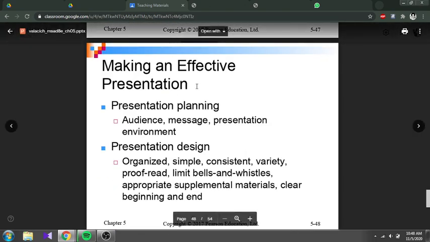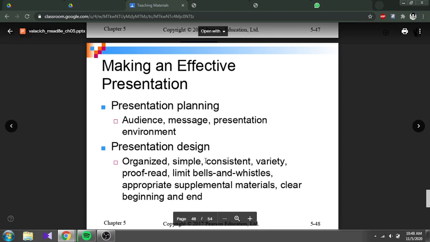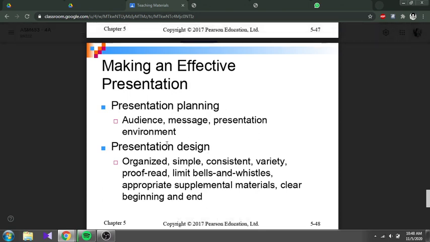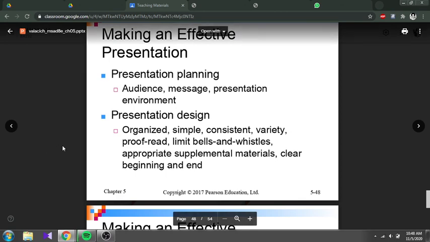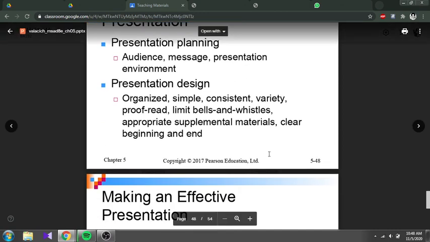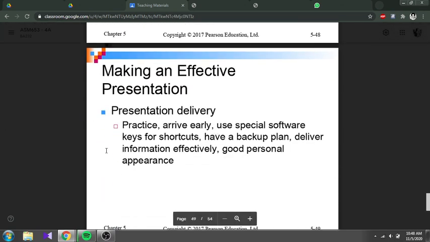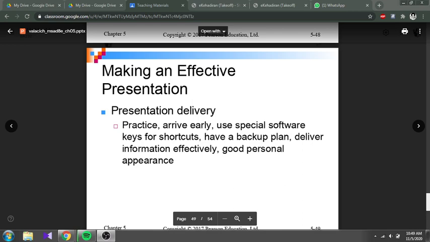Okay, making an effective presentation. I think this one is not covered in our syllabus, but it's just for your general knowledge. What are the presentation plannings? Meaning that we have the audience, the message, and the presentation environment, and it should be simple, consistent, with variety, proofread, limit bells and whistles, meaning straight to the point actually. Appropriate supplement materials, a clear beginning and end. Make sure of the delivery, that the information you want to deliver reaches the other party too.